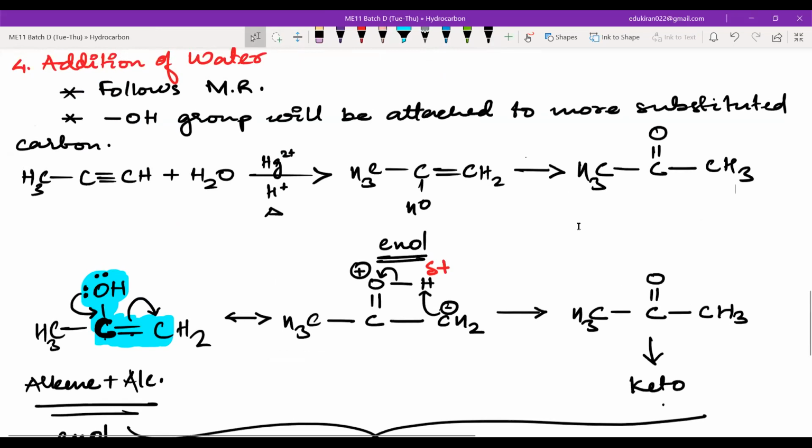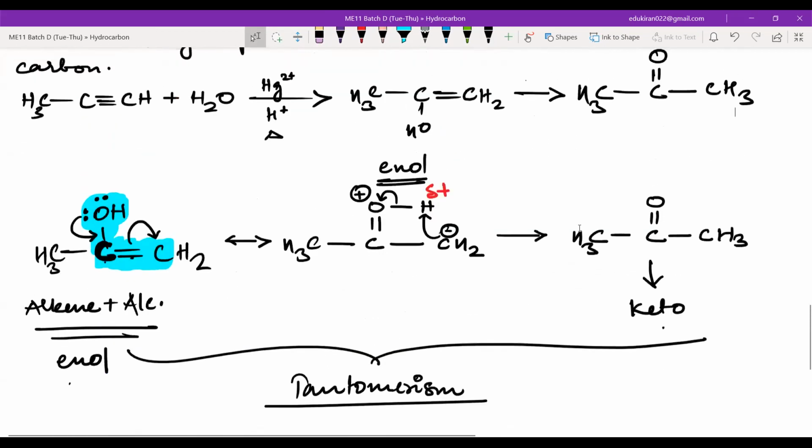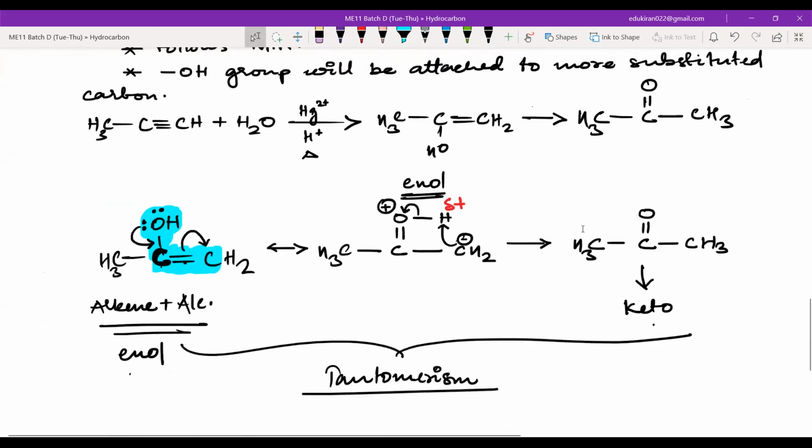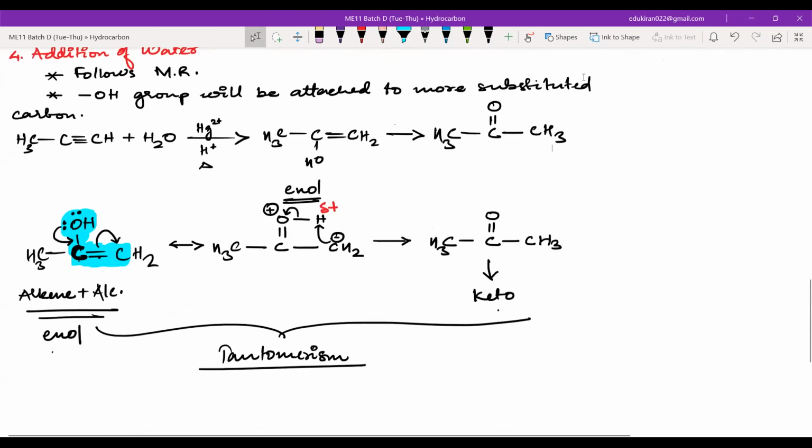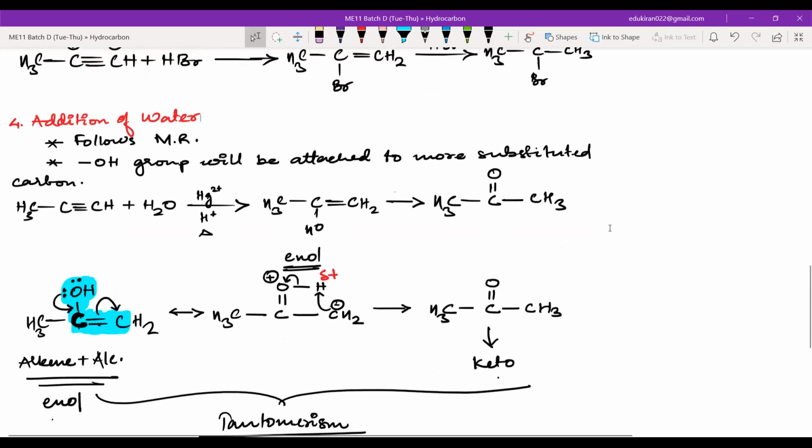Okay. So please, you can write this down. Let me know if you have any doubt. If you want more elaboration on tautomerism and some more examples, please let me know. But this is the only case where you will be seeing tautomerism: the addition of water to alkyne.